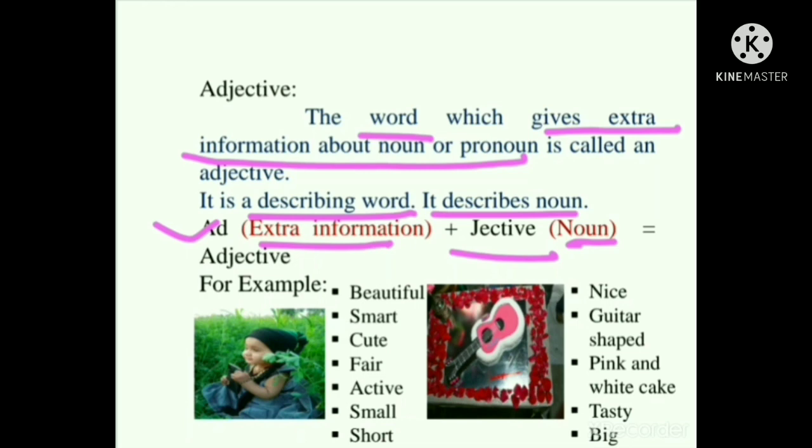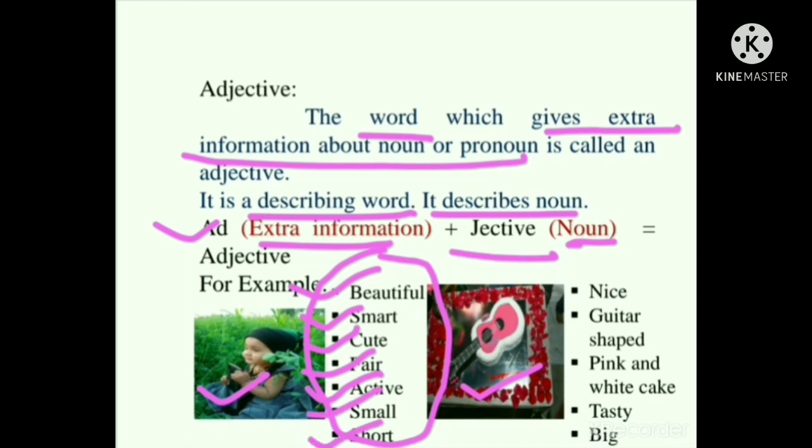To understand this, I have taken here two examples. In the first picture there is a baby girl, okay, and in the second picture there is a cake. Baby girl is a noun and cake is also a noun. To describe these words, to give extra information about these nouns, I have taken here some words. See, to describe the baby girl: beautiful, smart, cute, fair, active, small and short. All these are describing words. They are describing that girl.